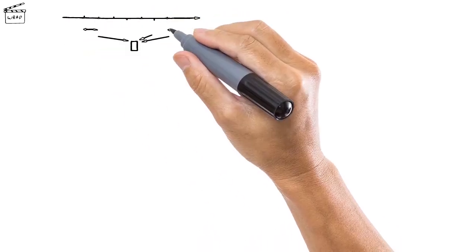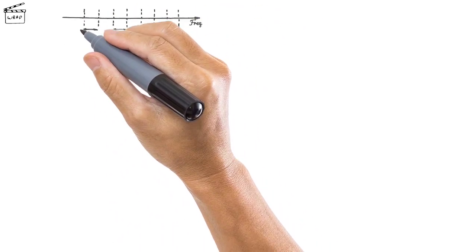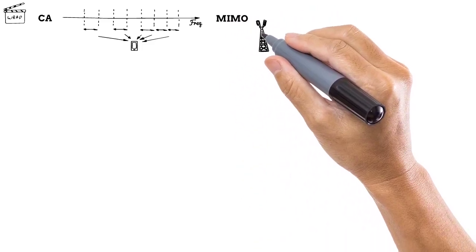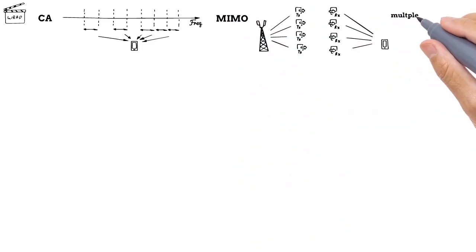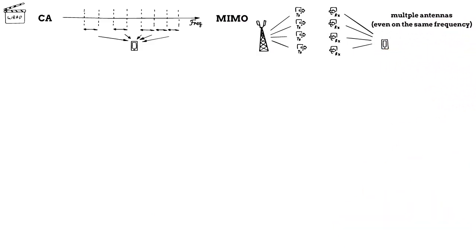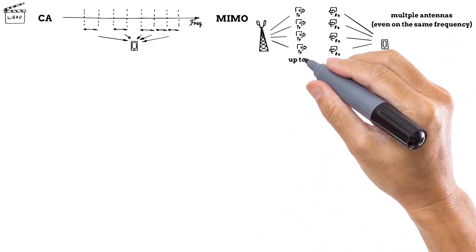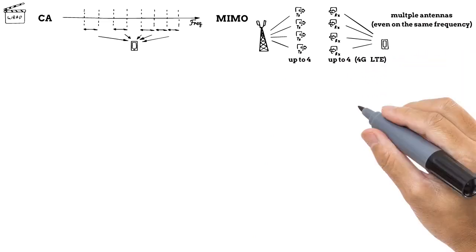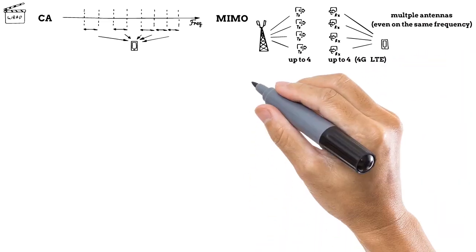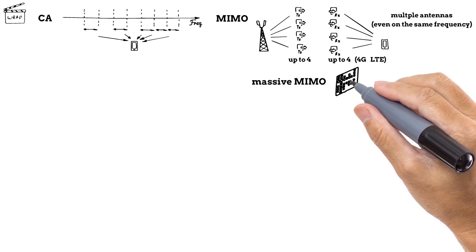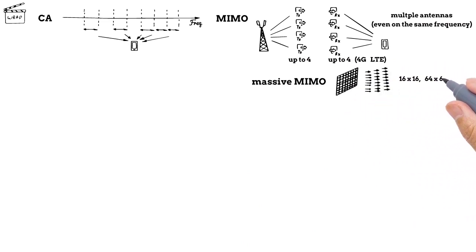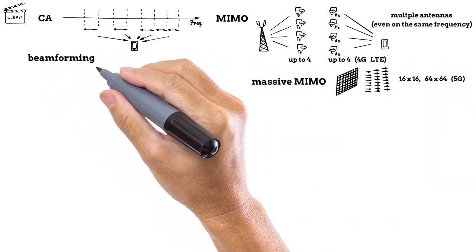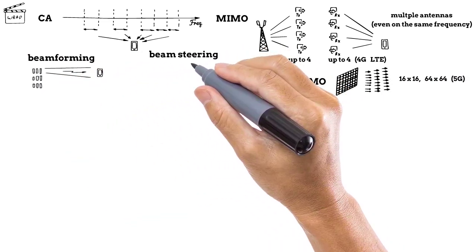Fourth subtopic impacting on data throughput over the air was about few things. Carrier aggregation, simultaneous use of several radio channels up to 5 in LTE per one user. MIMO technology, using multiple transmission and receiving antennas even to send data on the same frequency at a time. Up to 4 antennas at transmitter and up to 4 antennas at receiver in LTE. Massive MIMO with antennas arrays, for example 64 to 64 in 5G. Beamforming and beam steering technology.